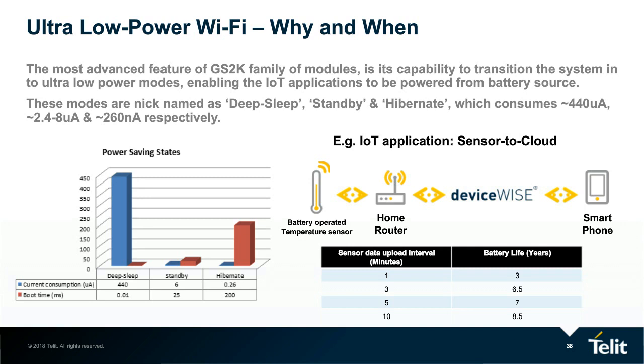and you can see in the table there is a data interval of 1, 3, 5, and 10 minutes. That means the temperature data is uploaded to the cloud every minute or every 3 minutes. And using an AA battery, you can see the GS2K Telit modules will be able to achieve approximately 3 years of battery life. Now, that's pretty significant. Now, let me just jump back.